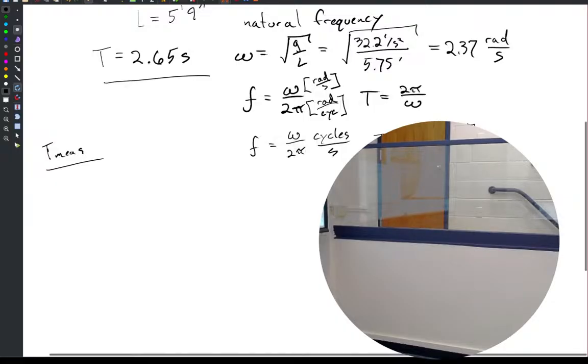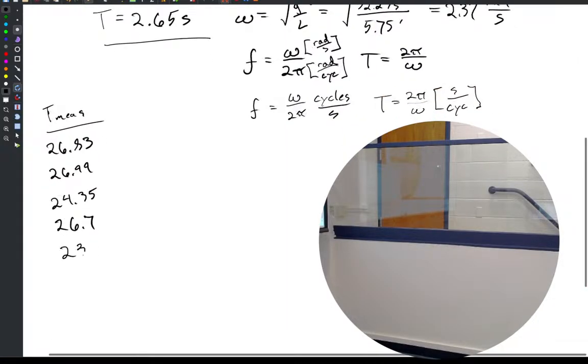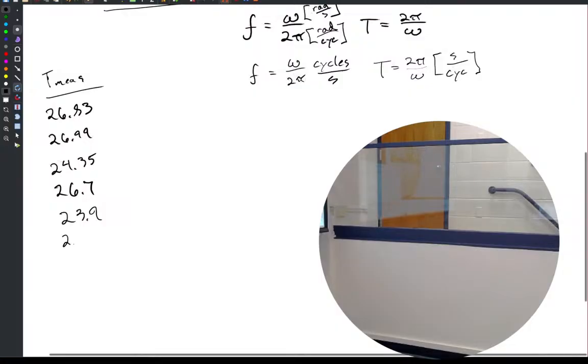Alright, what measurements do we have? 27 what? 26.83, 26.99, 24.35, what else? 26.7, 23.9. 26 point what? 26.11. You saw it coming up and you were like, that's the top. Good? Yeah, 27.14.